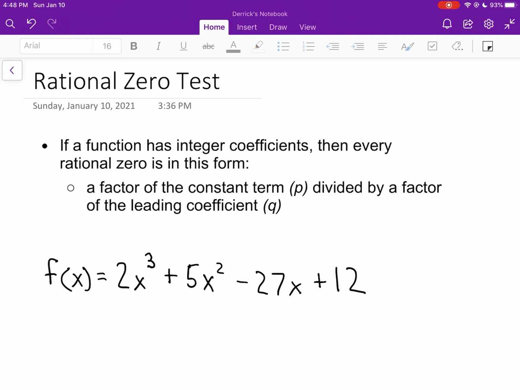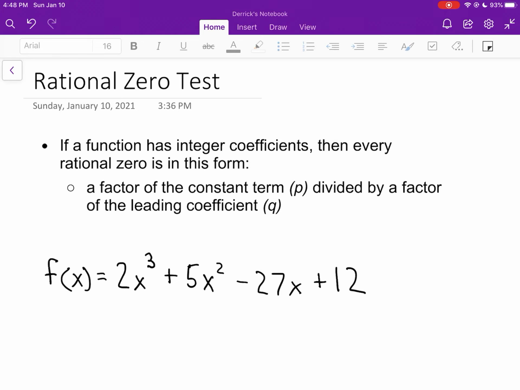Remember, x-intercept, roots, zeros, they all effectively are just different terms that mean the same thing. I have most often heard it called the rational zero test. What the rational zero test is, as it says here on the screen, if a function has integer coefficients, then every rational zero will be in the form of the factor of the constant term, which we refer to with p, divided by a factor of the leading coefficient, q.